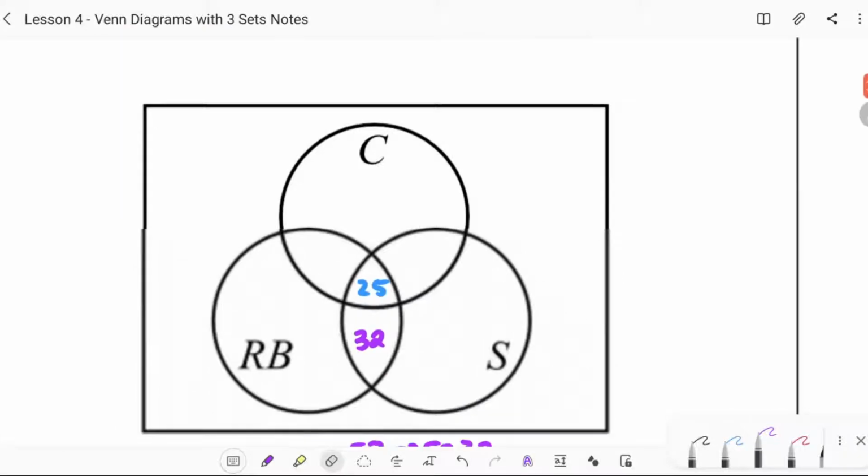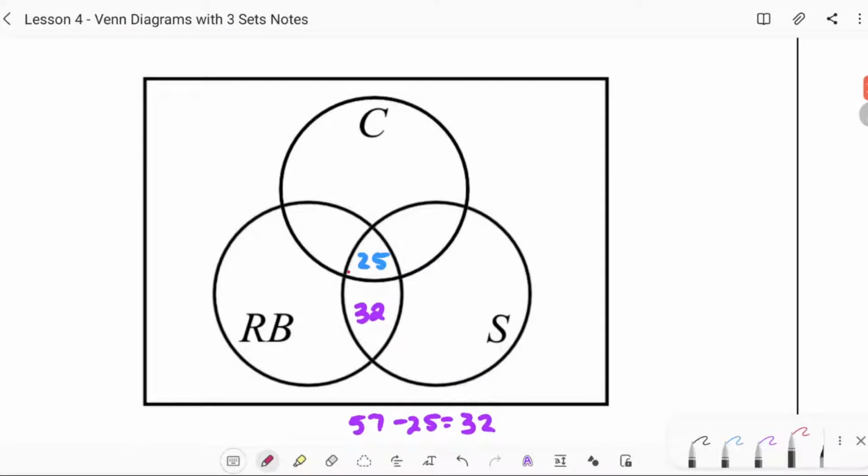43 like Coca-Cola and Sprite. So that would be here, Coke and Sprite. I know it has to total to 43, but I've already counted 25 of those. So there's 18 students who just like Coke and Sprite but aren't big root beer fans. They need that caffeine.